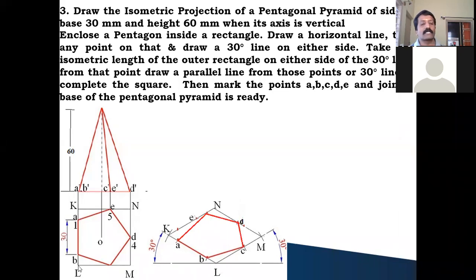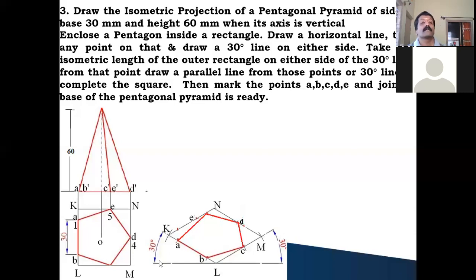You take the distance, convert that into isometric scale. From K to here you cut it, from L to here you cut it. AB you will be getting it. L to C distance and K to E distance are the same distance, so no need to take twice. Convert that into isometric scale. From L you cut this, you will get C. From K you cut this line, you will get E.